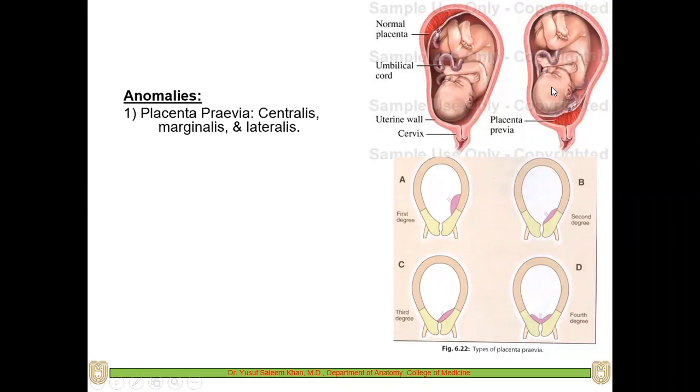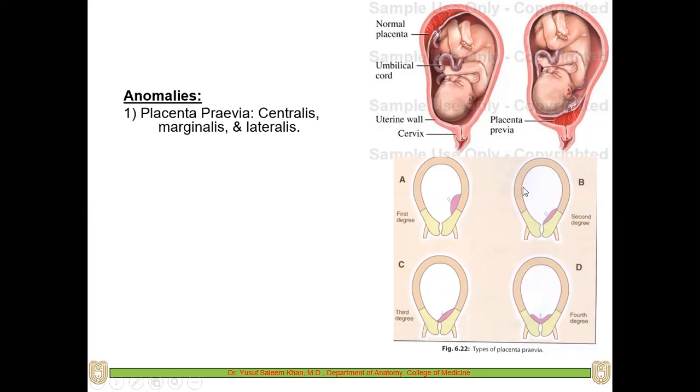So you are supposed to do the cesarean section, C-section, and then you have to remove the fetus. So this is called placenta previa. As I said, there are different types: centralis, marginalis, and lateralis. Centralis is this one, lateralis is this one, and marginalis can be this one. Initially it will be covering it, but with dilatation of the cervix it will slightly slide.